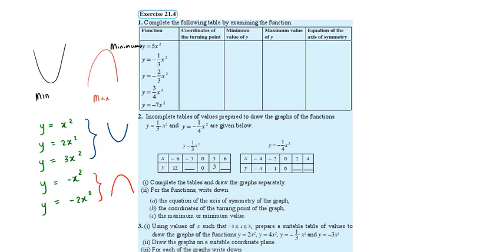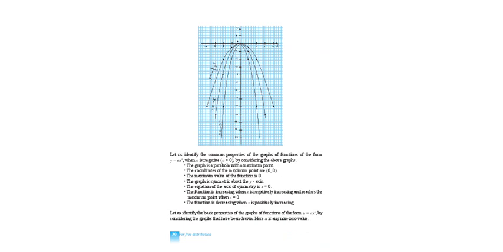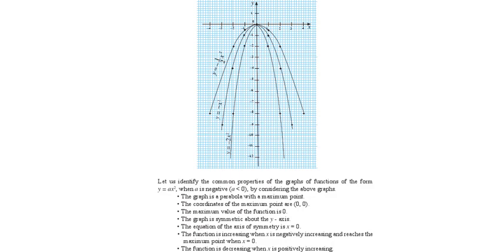Okay, and then the first thing they are asking you is the coordinates of the turning point. So you must have observed, children, in all these graphs that we drew, whether it's minimum or maximum, these are the maximum graphs. You must have noticed, children, the turning point coordinates. Can you see here? The turning point coordinates in all these graphs are actually what?